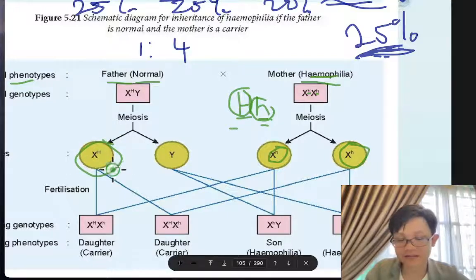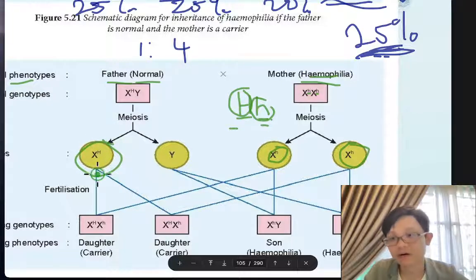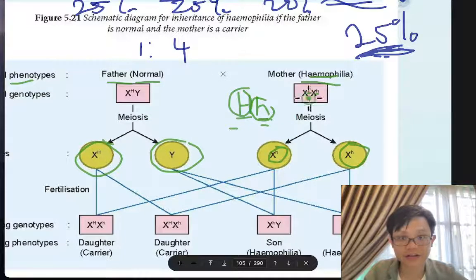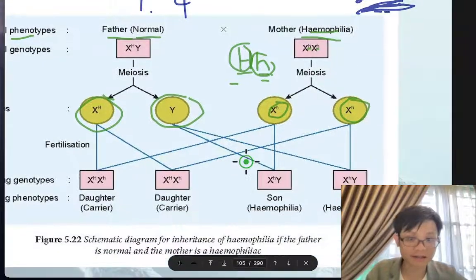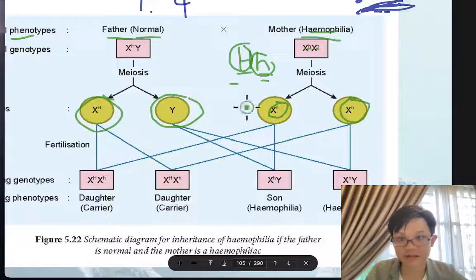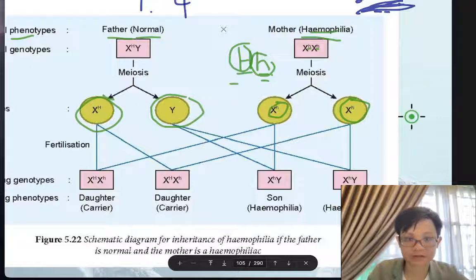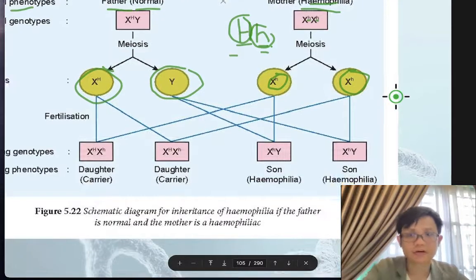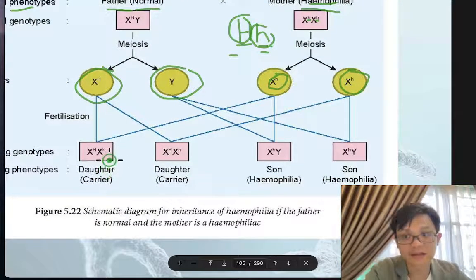Okay, but regardless, to understand the concept is crucial. X^H, X^h, and Y. I just draw this down back. X^H, X^h, X^H. Then in mathematics you use times. This one times this one, this one times this one. So you will get XX means girl, girl is XX, correct or not?